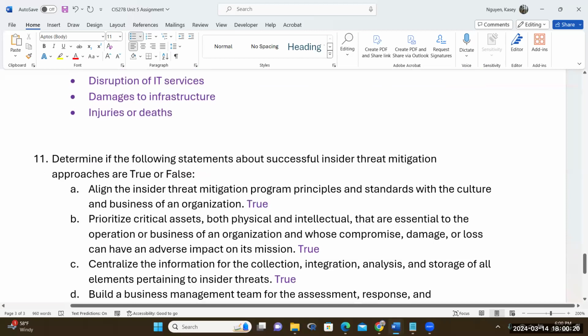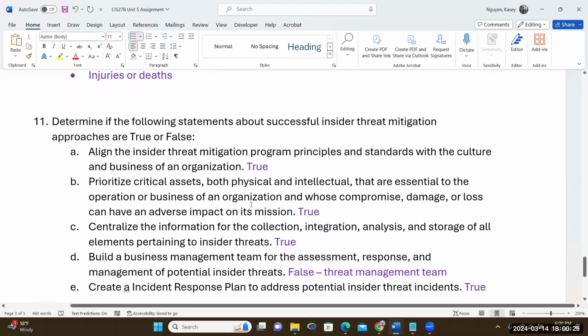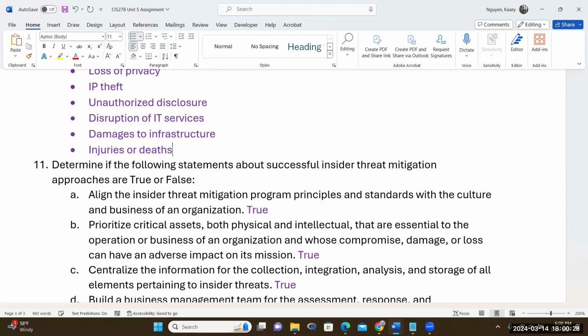I know this is lengthy, but I condensed it a little bit, so just one more. Determine whether the following statements are true or false. When you build an insider threat mitigation program, what should you build it upon? We need to make sure that we align it with the principles and the standards and the mission statement of the company, so their culture and their organization. Out of the box, I don't really think there's one fit all, right? You really have to customize it to the organization. Okay.